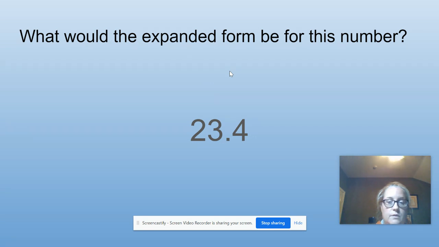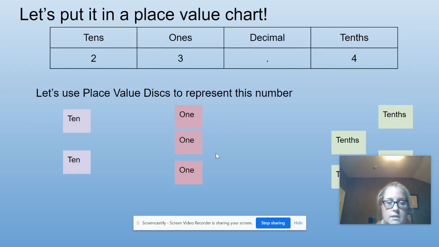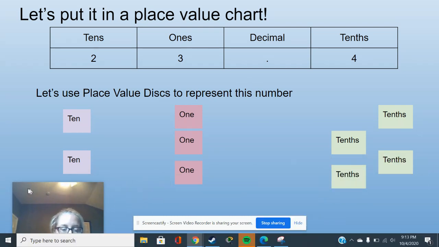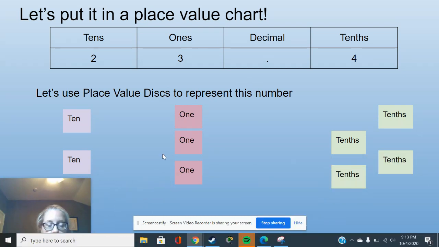All right, let's see if you are correct. So I'm going to put it in a place value chart first. So I have 2 tens, 3 ones, my decimal point, which is super important, 4 tenths. And then I'm going to use place value discs to represent this number. So I'm going to move my camera out of the way so that I can actually do that.